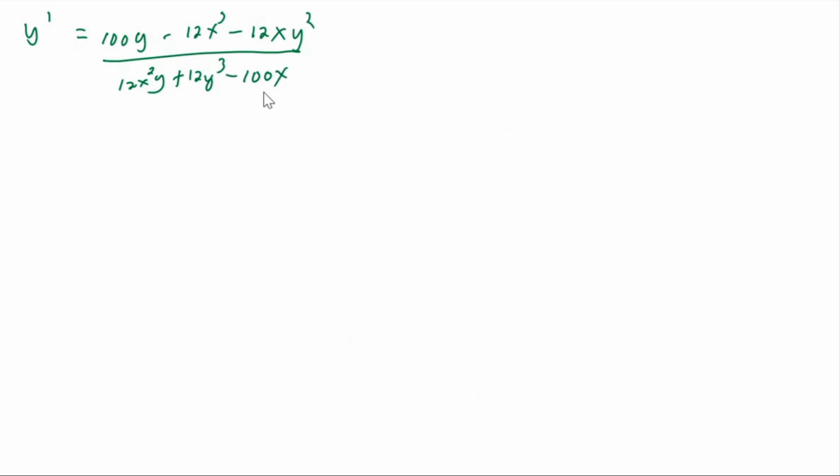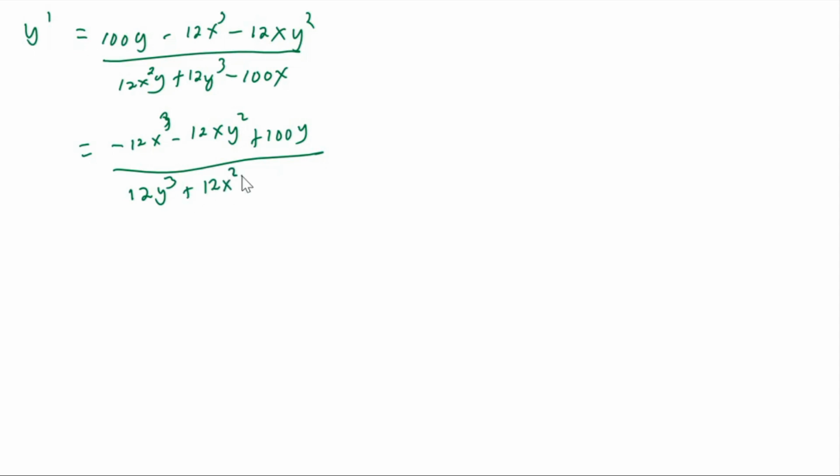100x. Or we can rearrange if you like. If you're going to rearrange that one according to ascending order, we can write it as negative 12x cubed minus 12xy squared plus 100y all over 12y cubed plus 12x squared y minus 100x. So either of the two is correct.